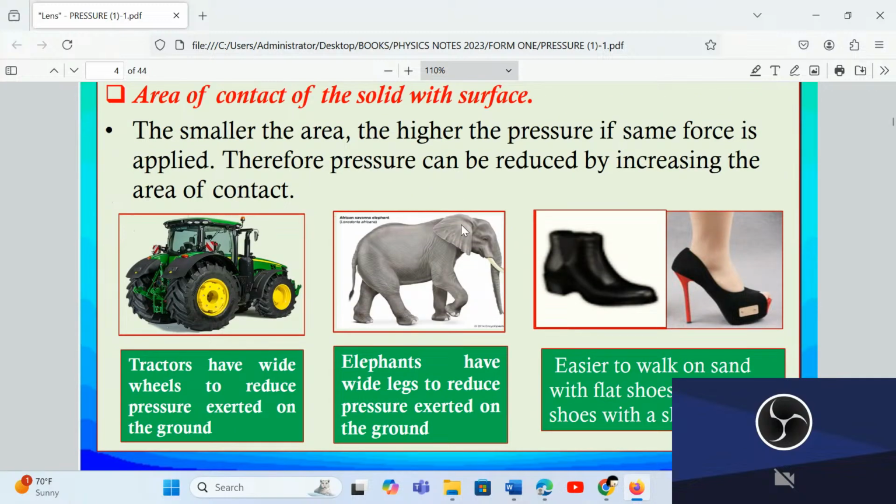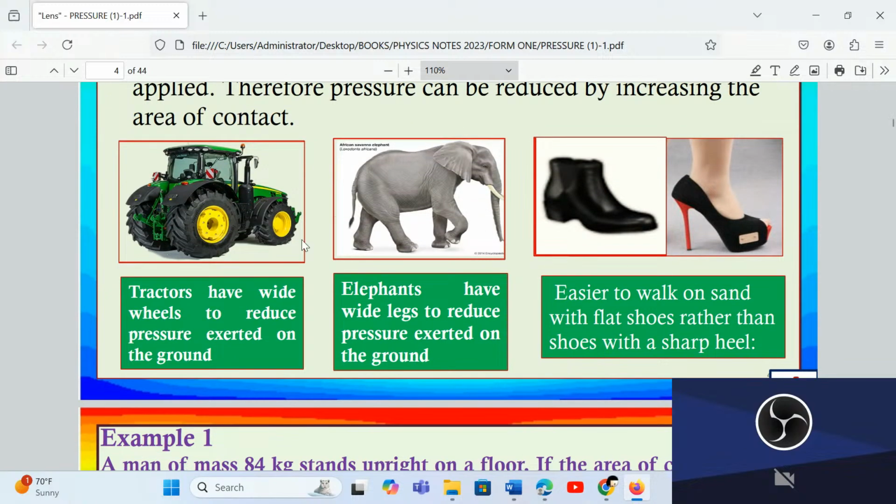We have some few explanations here where you are told that tractors have wide wheels to reduce pressure exerted on the ground. Remember, these ones are working on the farm. Therefore, if they try to offer maximum pressure, then they are going to destroy the farm. We still have elephants have wide legs to reduce pressure exerted on the ground. That is also an effect of the area of contact.